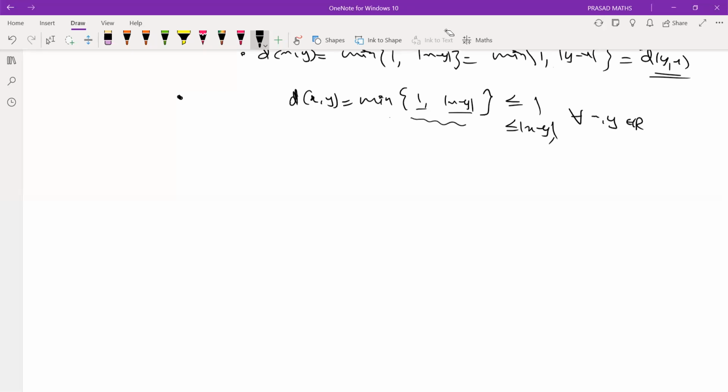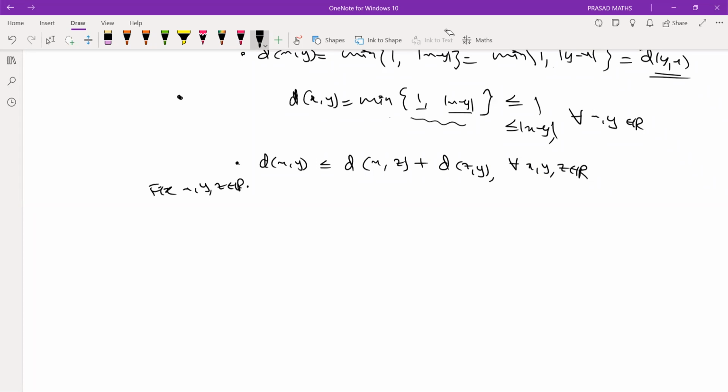Okay. So now I want to show the triangle inequality. So what is our aim? Our aim is to show the triangle inequality: the distance between x comma y is less than or equal to the distance between x comma z plus the distance between z comma y. I want to show this. So I need to take three elements.